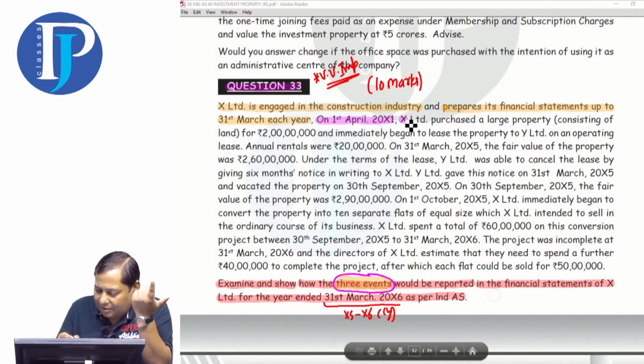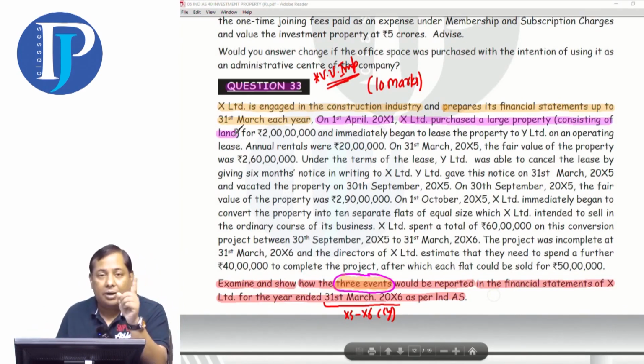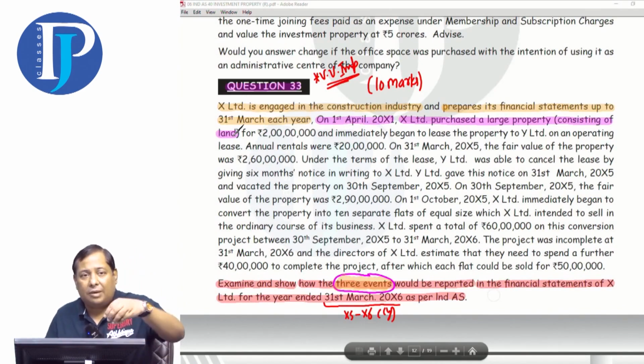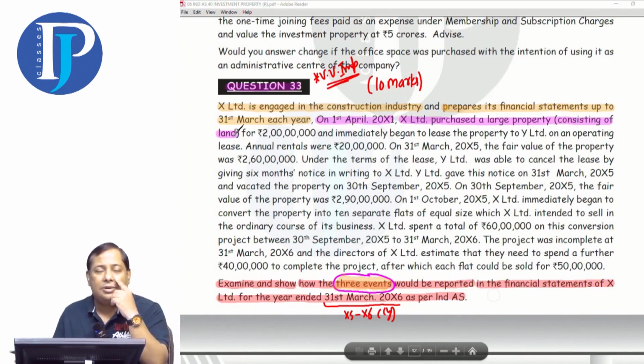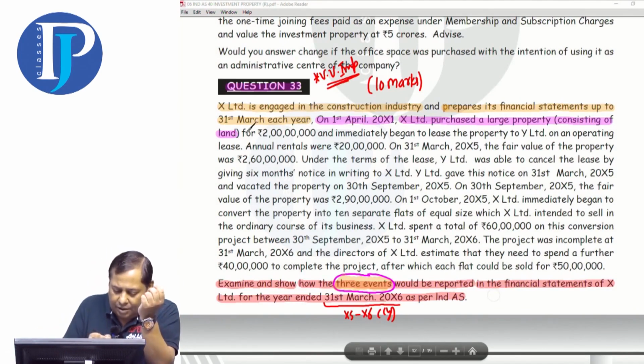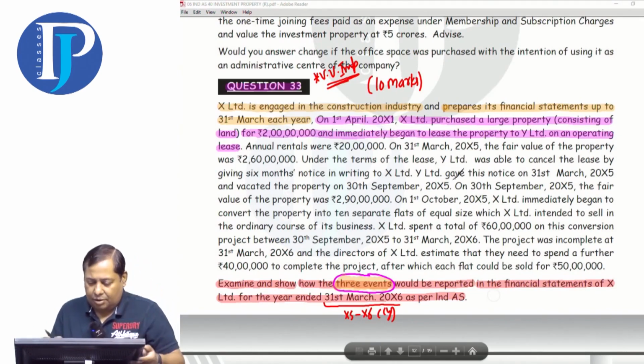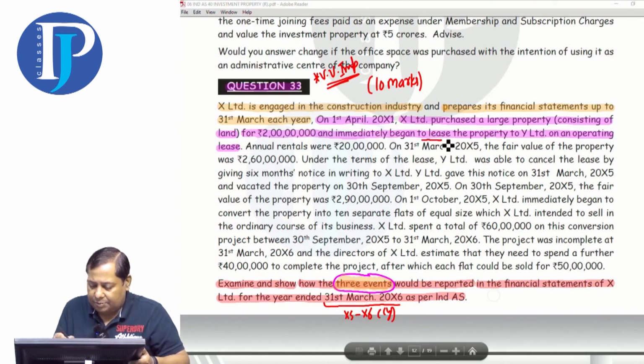1st April X1. X Limited purchased a large property consisting of land. It's not a building, it's land. And then the depreciation issue is over because depreciation does not apply to land. Keep in mind, it's been 5 years. 4 are old, 1 is from the current year. How much did they buy the land for? 2 crores. And immediately, without any delay, they lease the property to Y Limited. Operating lease. Basically, they bought the land for 2 crores and leased it out.